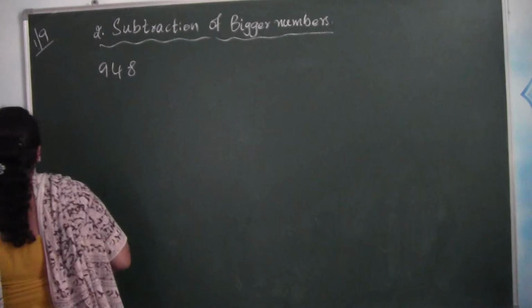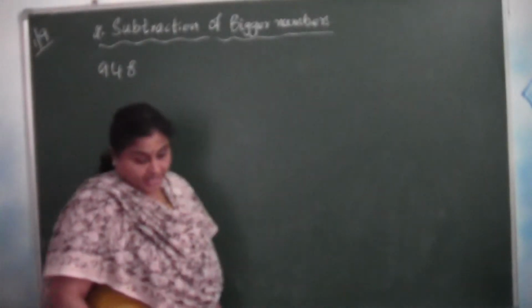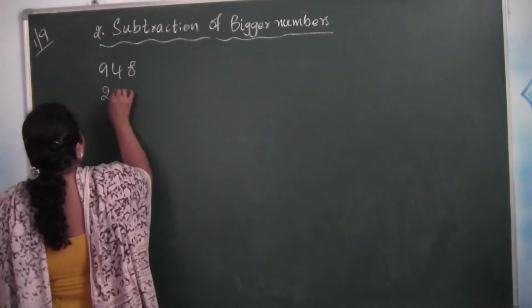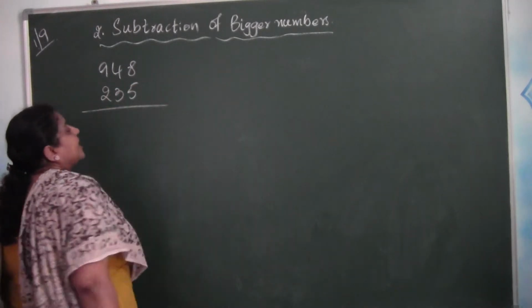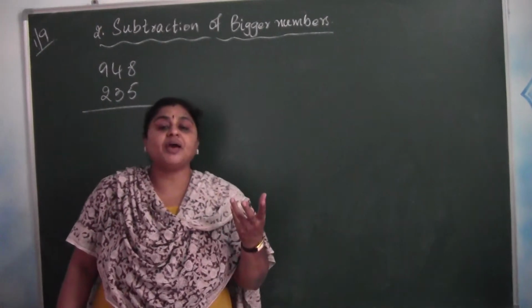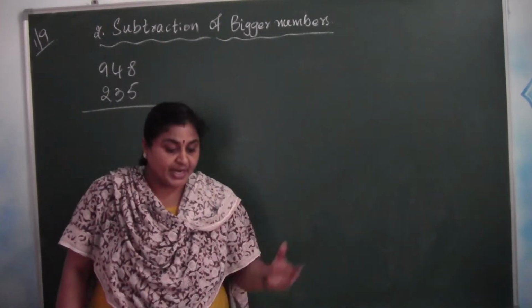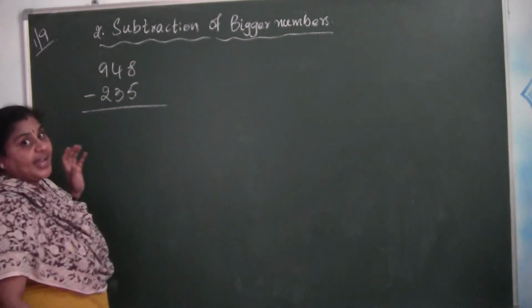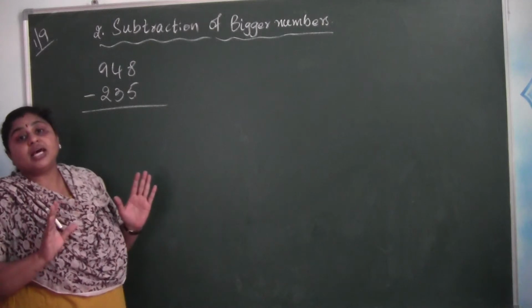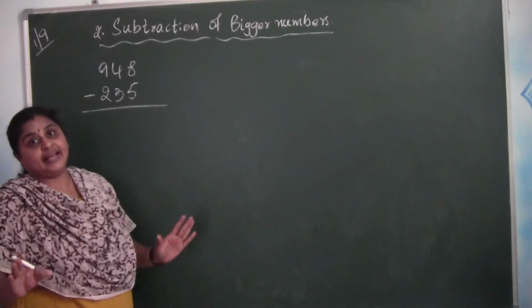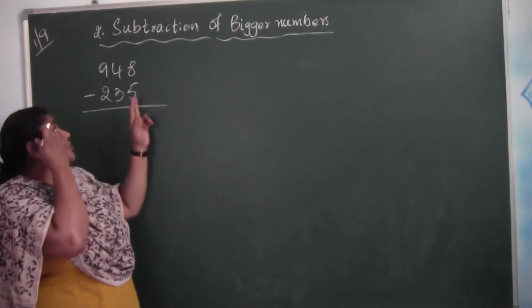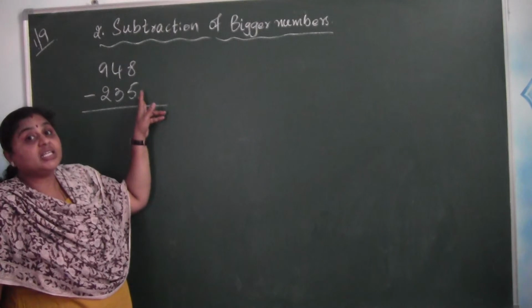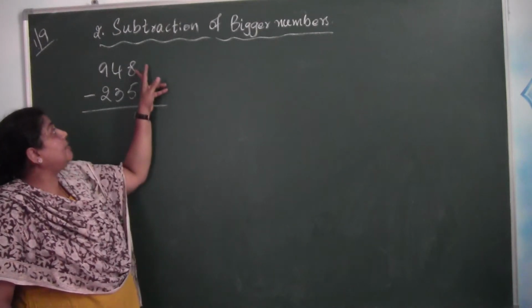948, from 948, what are you subtracting? 235. Now subtraction starts from which place value? Ones place value, that is from the last. Now from 8, you are subtracting 5. Now what did I say? No need to draw the lines and no need to strike out the lines. What are you going to do? You are going to count after the smaller number till you get the bigger one.